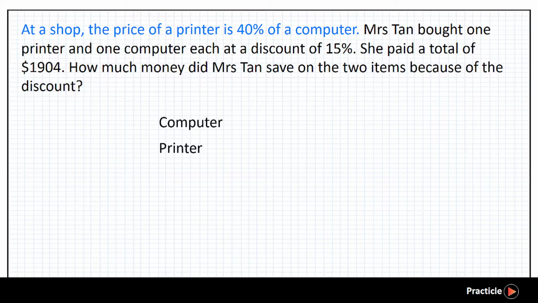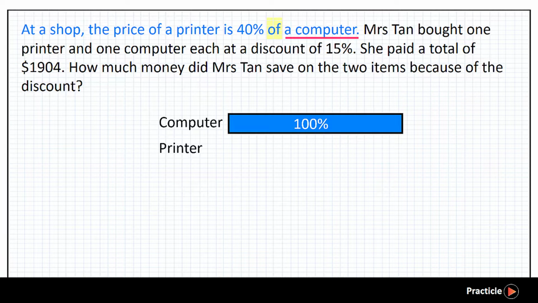So reading this sentence again, the price of a printer is 40% of a computer. So can you find the item that we are comparing against? Here's the word of, correct? And what's the item that comes after it? The computer, right? We'll start by drawing a model to represent the price of the computer and label this as 100%. Next, because we know the price of the printer is 40% of this, it means that the price of the printer is 40% of 100%. So we'll draw a shorter model to represent the price of the printer and label this as 40%.